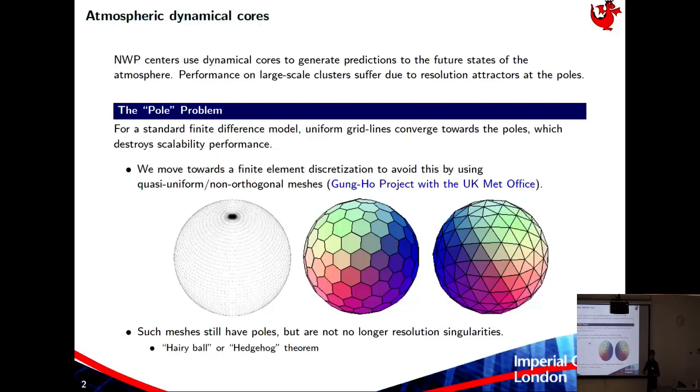So we run into the territory of finite elements, which are, for all intents and purposes, shape agnostic when it comes to the choice of cells. You still have poles. In fact, there's a nice, well-known algebraic topology theorem called the Hairy Ball theorem. That is not a joke. If you're on Wikipedia, go look it up. It exists. Basically, the idea is that you can't avoid having poles. However, if you're using a non-orthogonal grid, such as an icosahedral sphere or a cubed sphere, your poles are distributed in such a way that they don't become these resolution attractors at the poles, such as with the uniform grid lines. So this is one escape.